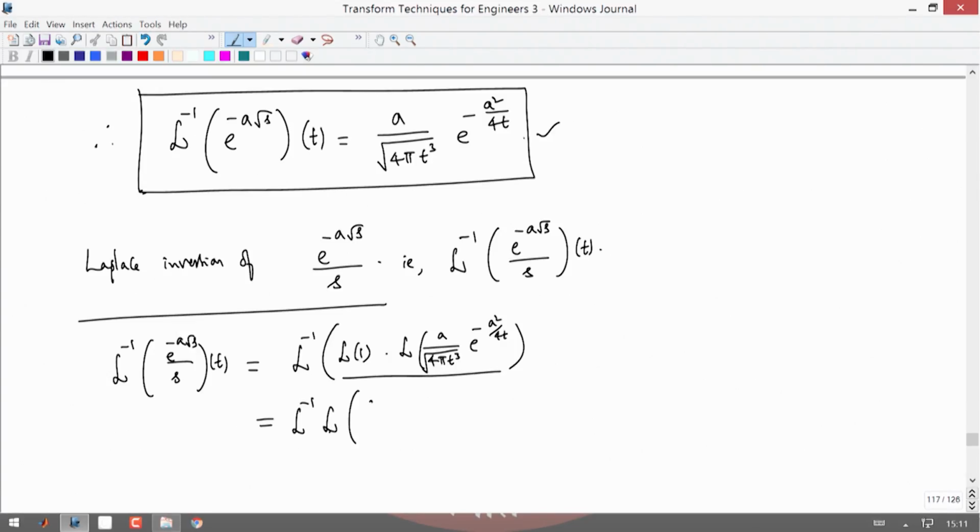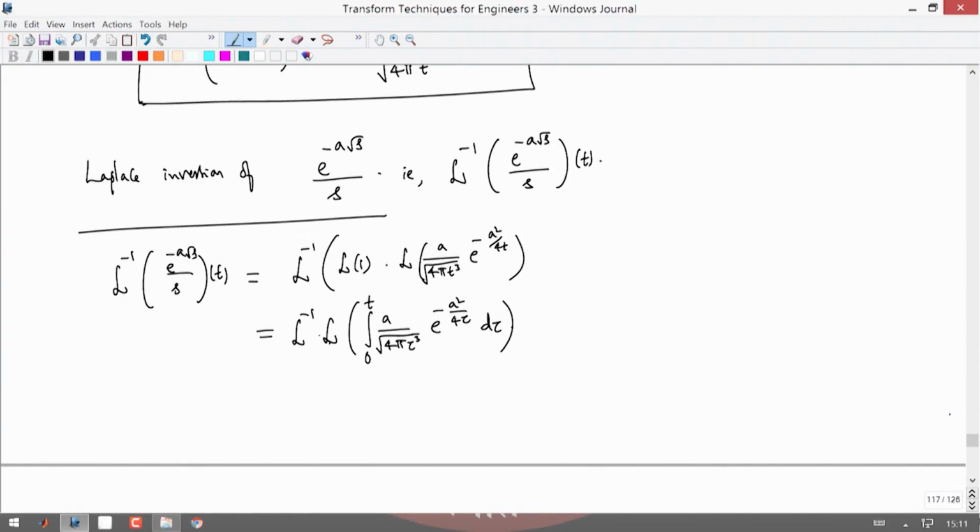So, if you write like this, this will be equal to L inverse of L of this together, which is the Laplace transform of the convolution of this and this, that is a by square root of 4 pi tau cube and e power minus a square by 4 tau, which I use as f of tau, and g is 1. So, g of t minus tau is simply 1 itself. So, you have d tau. So, this is exactly what you have. So, if you take the Laplace inverse, the Laplace will go, so you have simply this is the one. So, this is equal to this. So, Laplace inversion of this function is this.